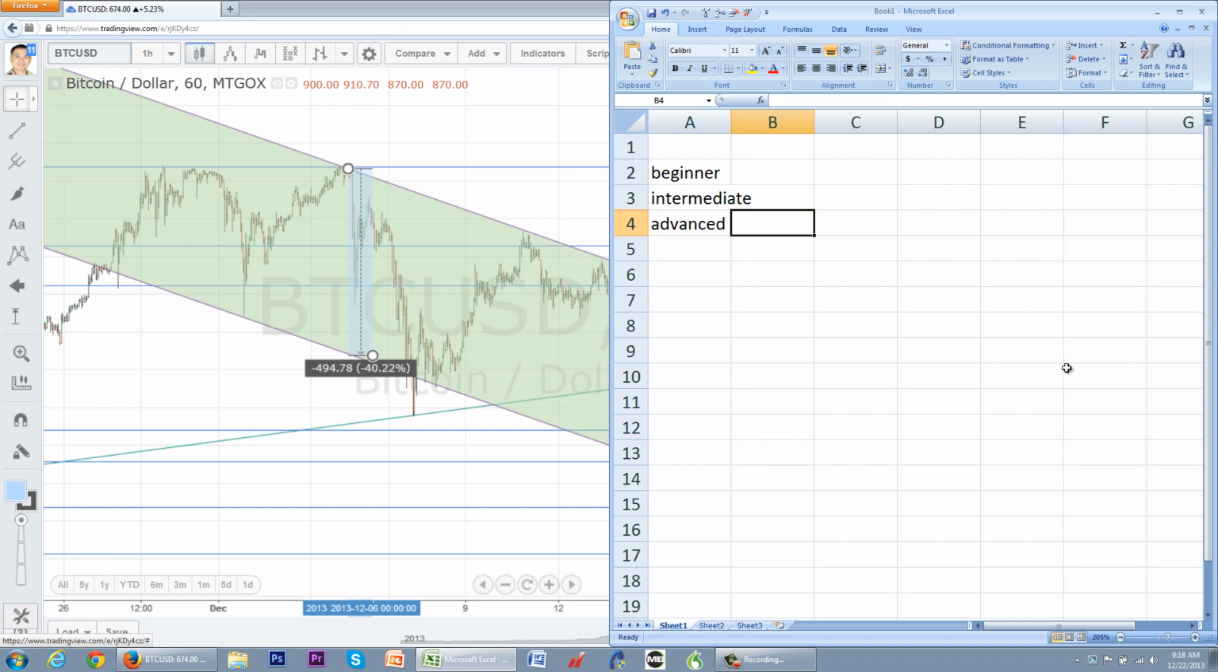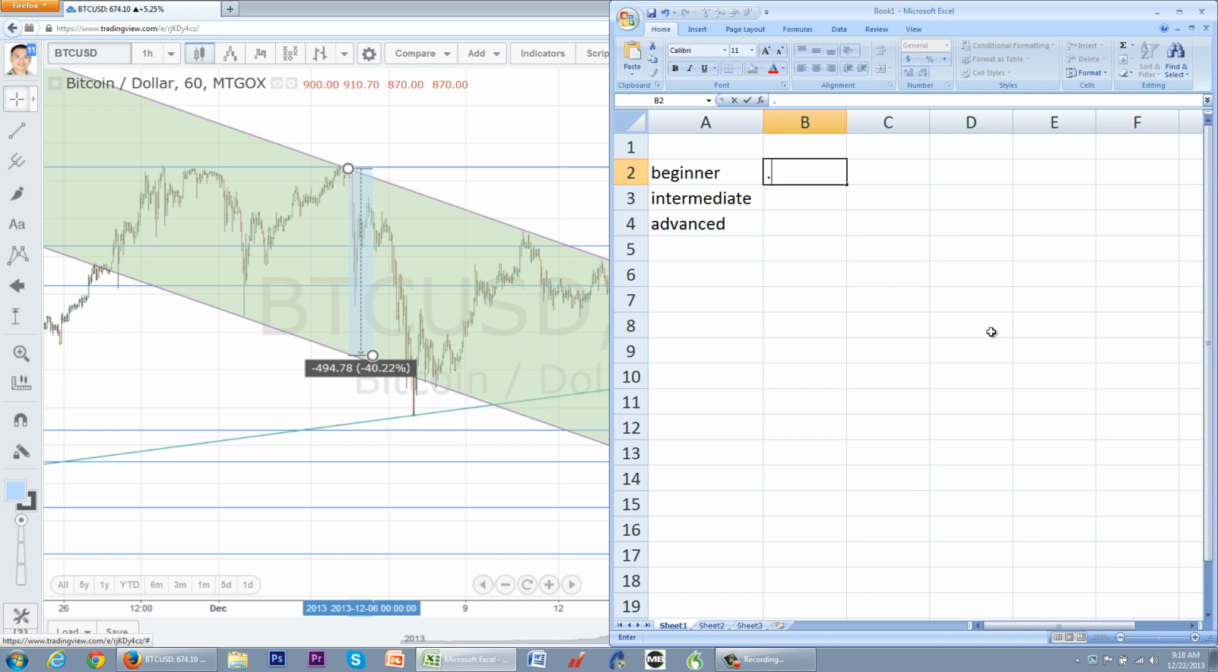A beginning trader would want to use somewhere around 1/10 of 1%. An intermediate trader will use somewhere around 3/10 of 1%, and then an advanced trader can use anywhere between 0.05, half of 1%, to 1%. I personally do not recommend going over more than half of 1%. So just keep that in mind.